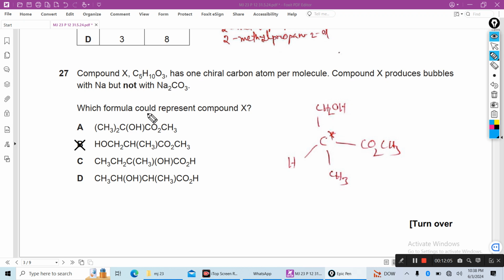So which formula could represent compound X? So the answer is B. Why? B contains an alcohol group. Alcohol reacts with sodium to produce hydrogen gas, that means bubbles, and not with sodium carbonate, that means it is not an acid. So C, an acid, is wrong, D is also wrong.